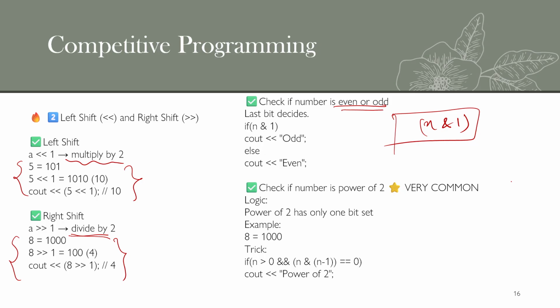Check if a number is a power of 2. Very common question. A power of 2 has only one bit set. Therefore, you apply the condition n greater than 0 and n and n minus 1.